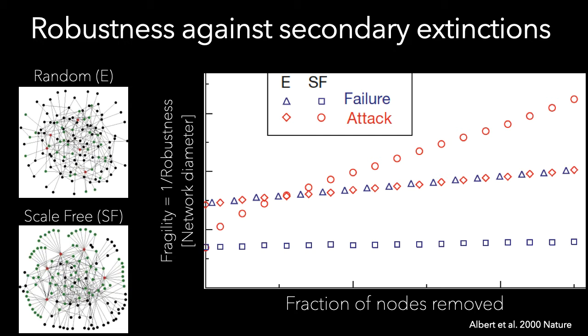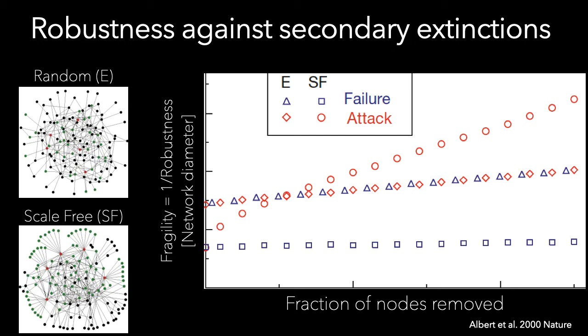And then they compare this with what they call an attack, in red. In our case, this is what can be considered a targeted and meaningful loss of species according to certain rules. For instance, losing the bigger body size animals, the species with more links, and so on and so forth.